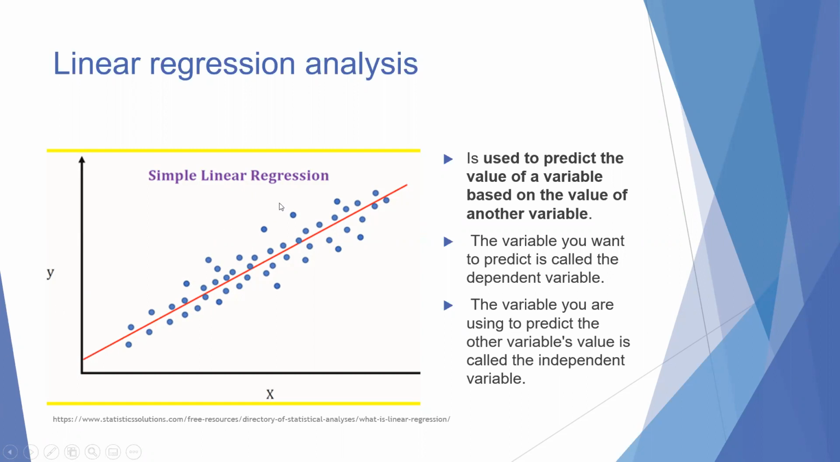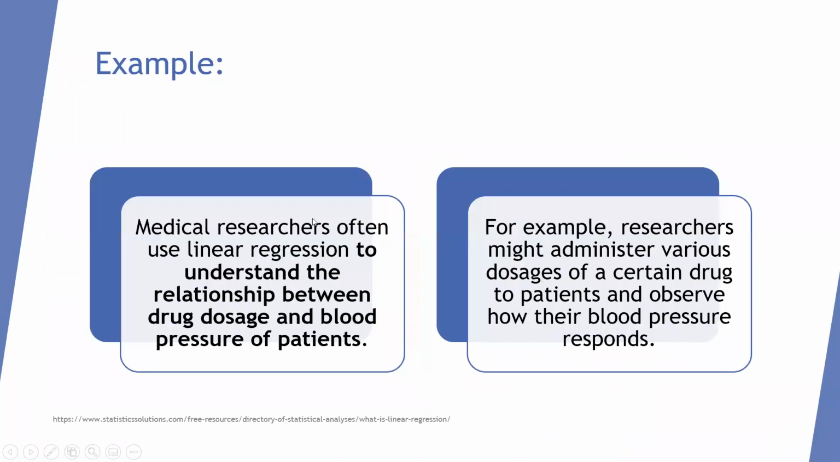A simple linear regression shows this type of graph, where we plot different points and join them with a line on the data. For example, a medical researcher often uses linear regression to understand the relationship between drug dosage and patient blood pressure. The researcher might administer various doses of certain drugs to patients and observe how their blood pressure responds.